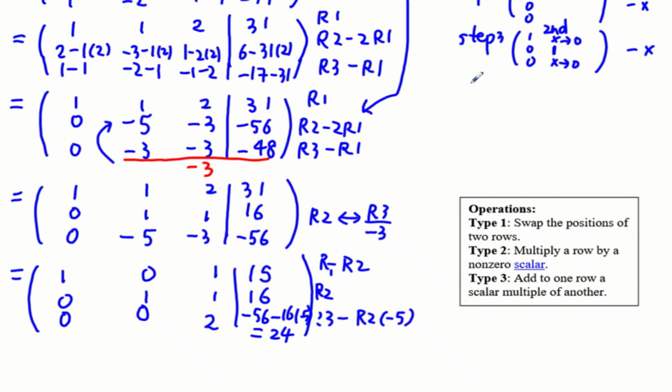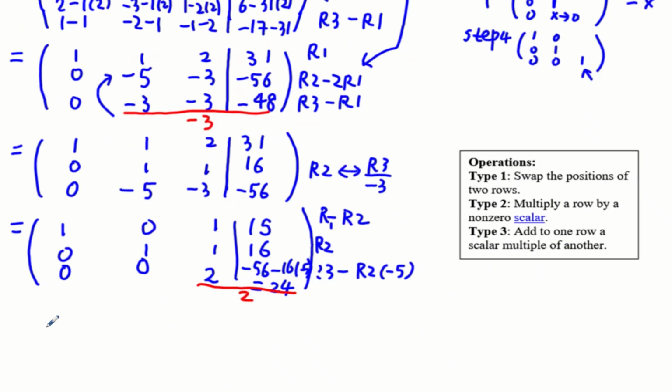So step 4. Step 4, we have 1 0 0, 0 1 0. We want the last one to be 1. We don't touch these two because it's 1 0 0, 0 1 already. We only want to touch the last one. So we want to change this one to 1, then just divide by 2.